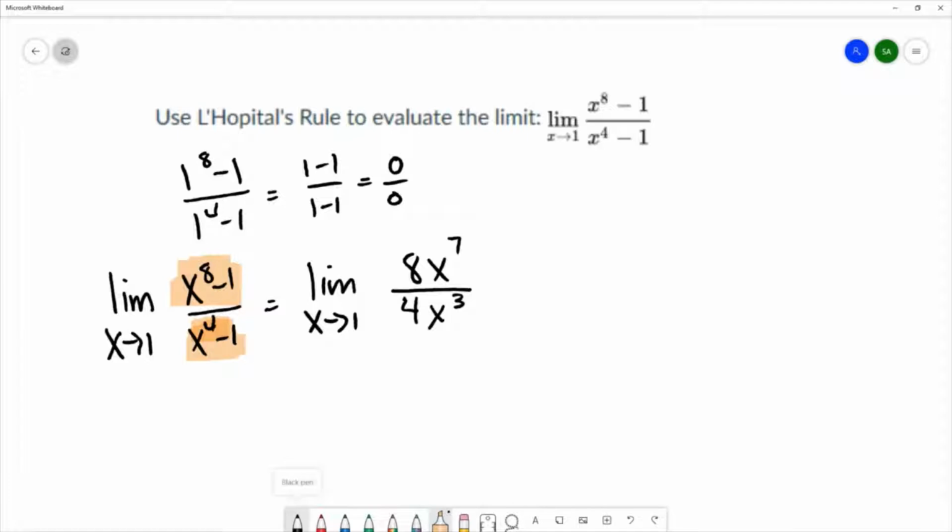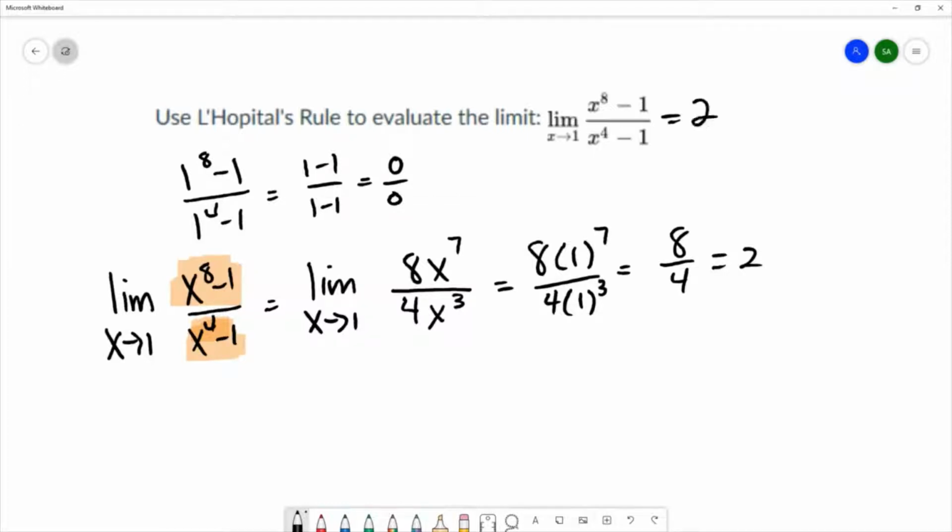And now when we use L'Hopital's, we'll apply direct substitution to get 8 times 1 to the 7th over 4 times 1 cubed. That's 8 over 4, which is 2. So the limit using L'Hopital's rule is 2.